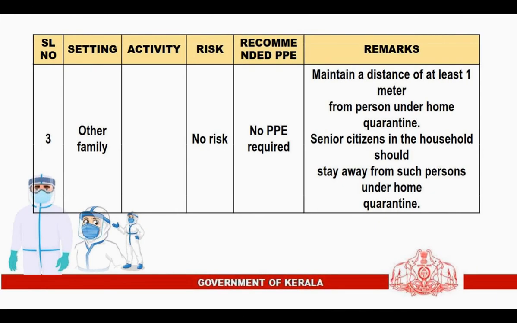For all other family members in the household, risk of exposure is low. They don't need any personal protective equipment. But the caretaker must ensure that they maintain a distance of 1 meter from the person in home quarantine. Senior citizens and other vulnerable population in the household should be kept under reverse quarantine.